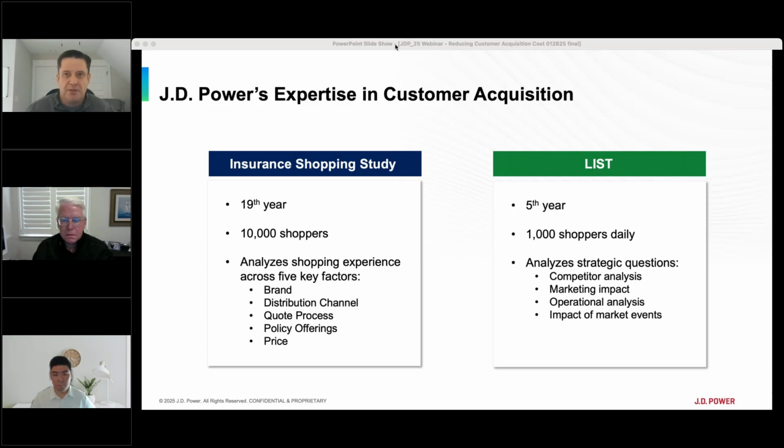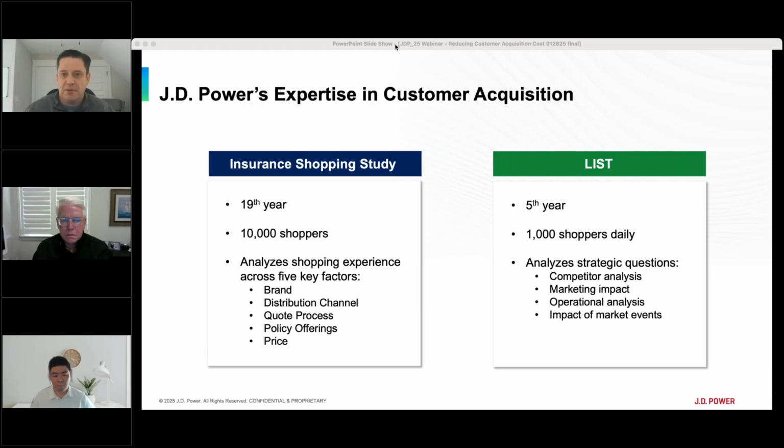And then about 5 years ago, we said, well, it's great that we're doing this really in-depth work on an annual basis, but we want to look more in a timely fashion at what consumers are doing. So starting around 5 years ago, we created the List product, where we're surveying now 1,000 consumers a day in the US, and likely going to be increasing that here in the near future, even more consumers on a daily basis. Asking about their shopping behaviors for auto, homeowners, or renters insurance.